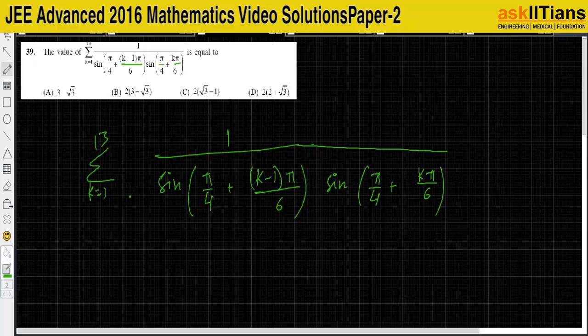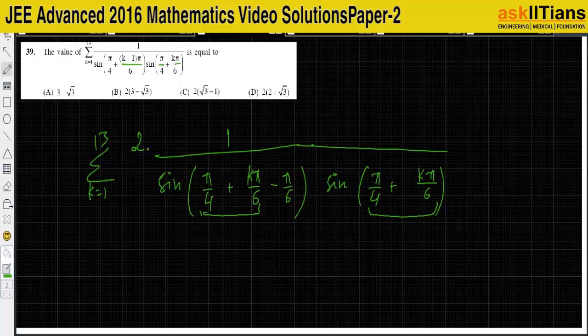So see, we can see the denominator is sine pi by 4 plus, now if I separate this out, this is nothing but k pi by 6 and minus pi by 6. So we can see that this part is exactly same in both of them. So if I subtract these two, right, what is the difference of these two angles? Difference of these two angles is pi by 6, that is 30 degree, right? And we know that sine 30 degree is 1 by 2. So what I can do is I can simply multiply and divide by 2 here.